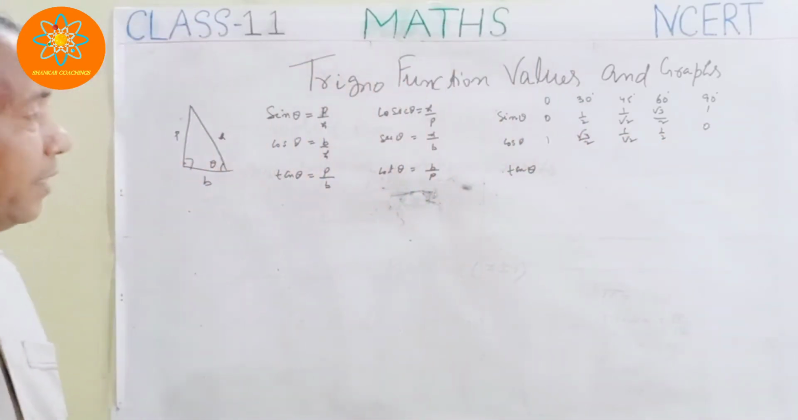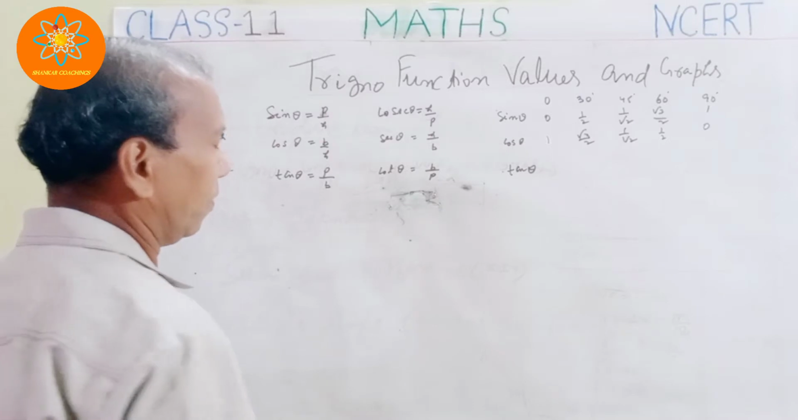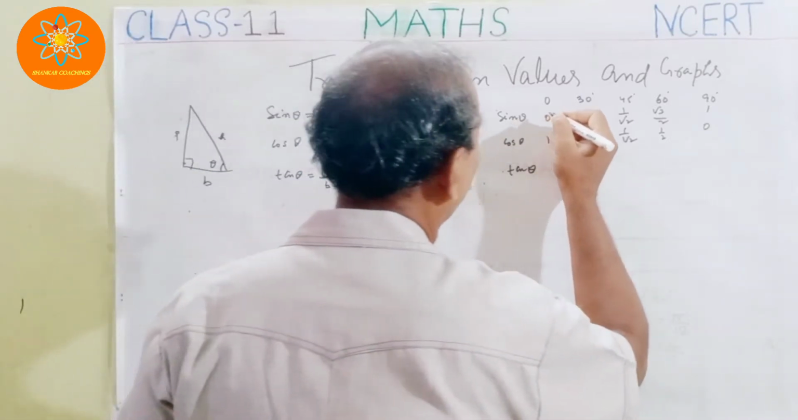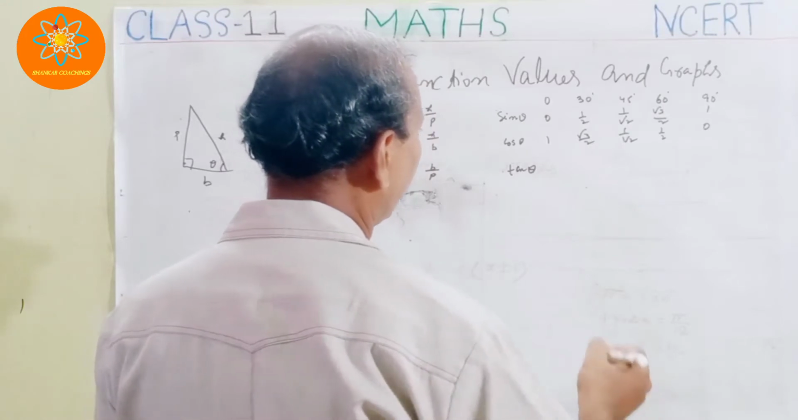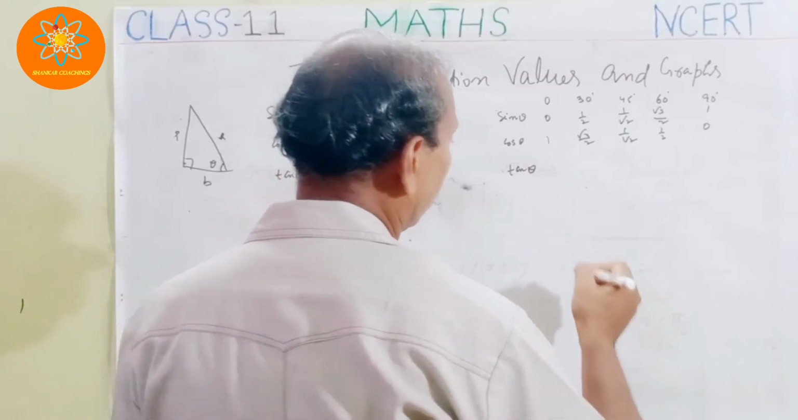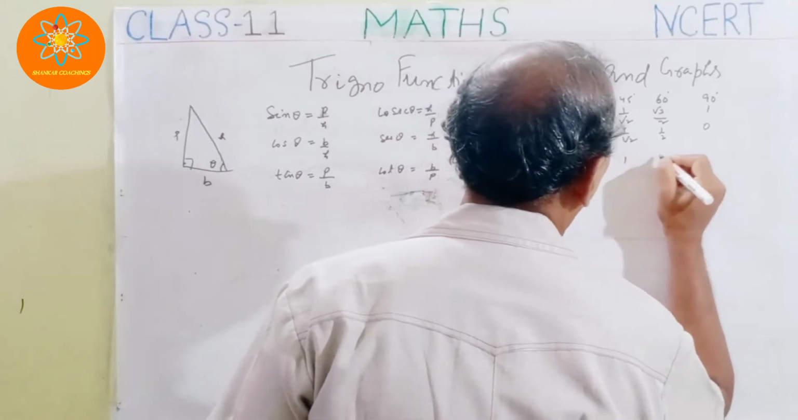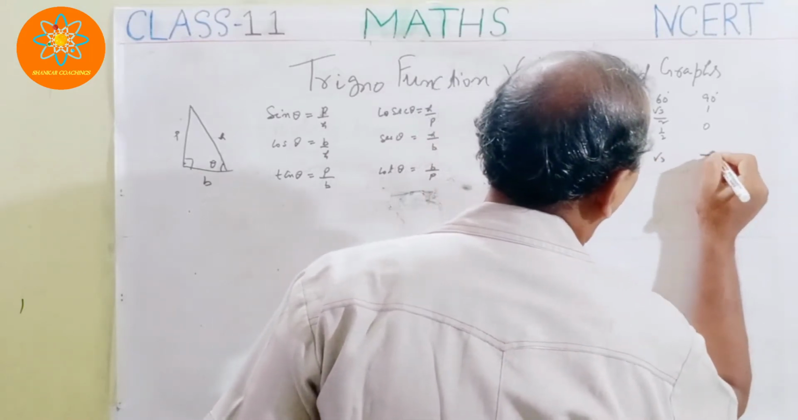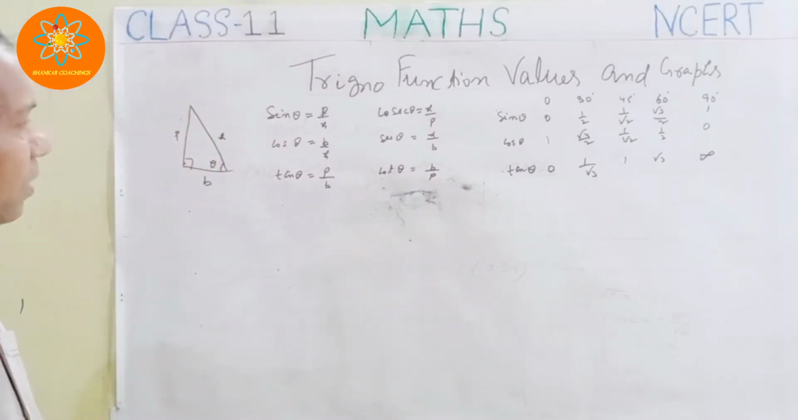What about tan theta? The value of tan theta is equal to p by b. So if I take p by b, how much will I get? For 0 it is 0 by 1, so this is 0, this is 1 by root 3, at 45 it is 1, this is root 3, and this is undefined, infinity. Okay, now we will see a few formulas.